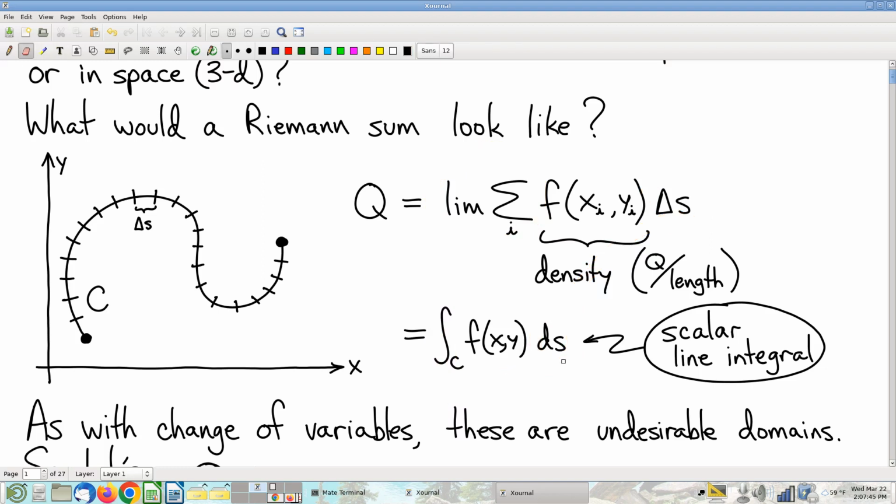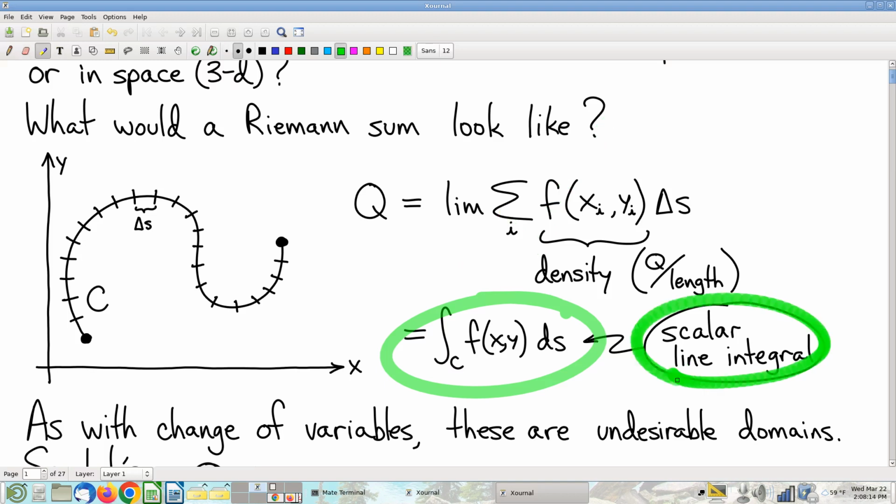And then as usual, I need some indication of what my domain actually is. If my domain is this curve C, then we make that C a subscript in the notation. So there you go. We have ourselves a definition. This notation here is a shorthand representation of the Riemann sum, the chop it up, add it up strategy on a curve. The terminology we use, we call this a line integral.